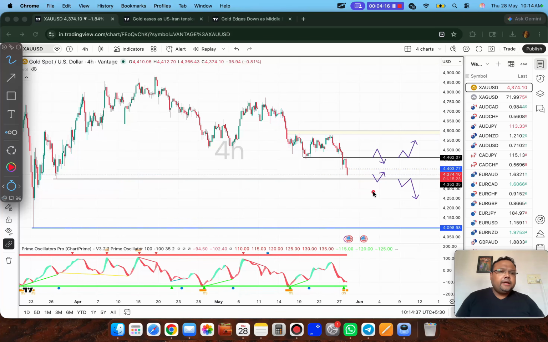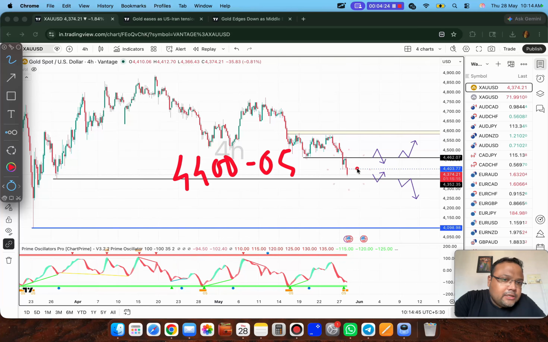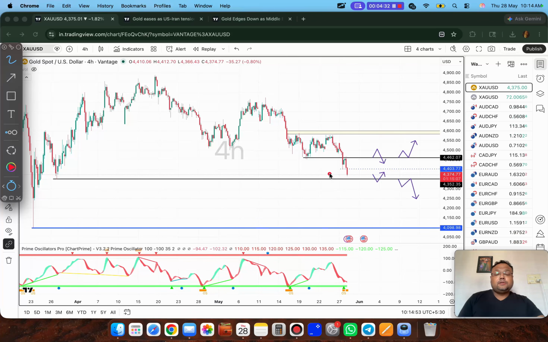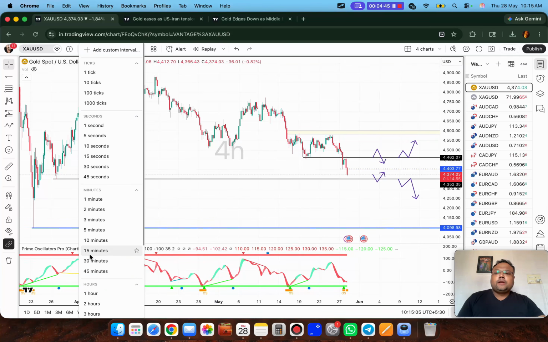And during the day, if the market goes up, then we can look for a sell around 4400, 4405. The dotted line that you see here is the selling opportunity. Why? 4400 was a psychological level. Day traders may find some resistance around 4400, 4405. If you see the market showing price rejection from above, we can look for a sell position.